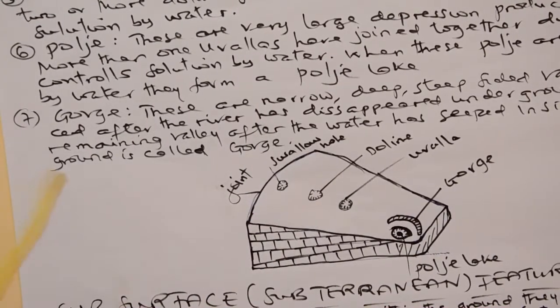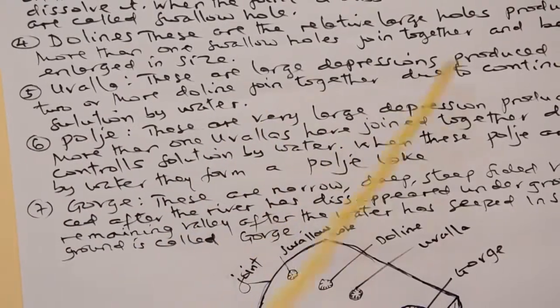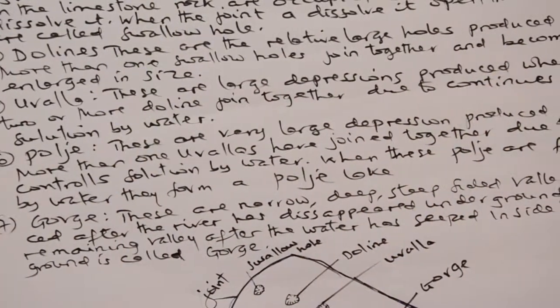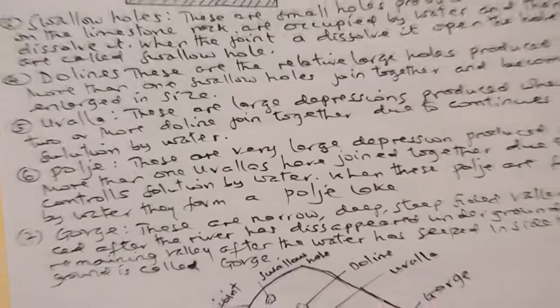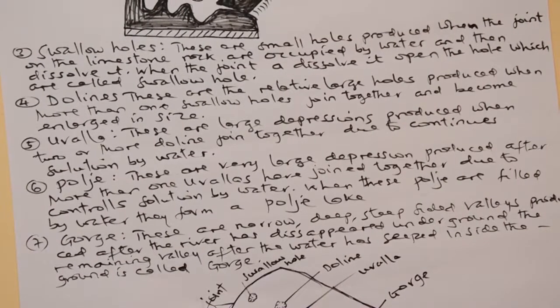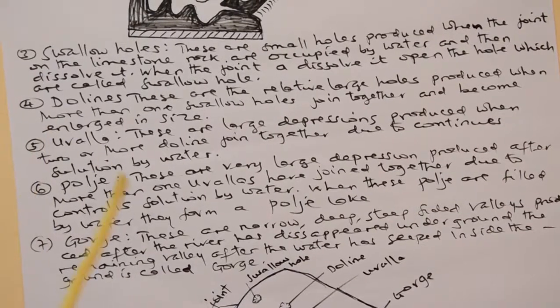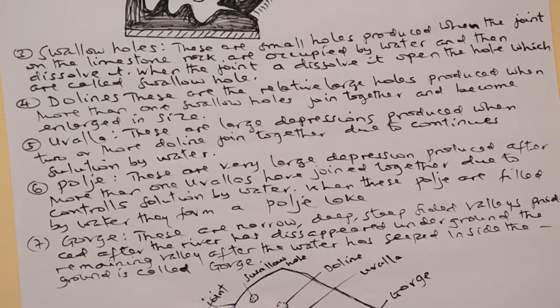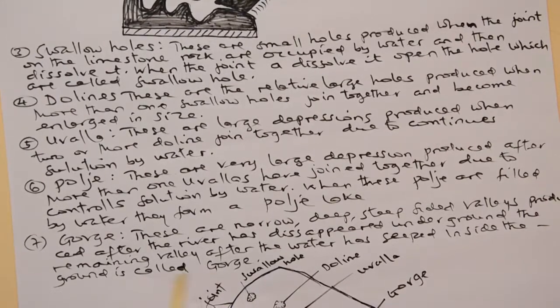Not only that, another is uvala. Uvala, this is the large depression. Whenever you talk about depression, you are just describing a basin or a hole or a large one, produced when two or more dolines join together due to the continuity of solution by water. Dear students, uvala is the hole produced after the connection or joinment between two dolines.